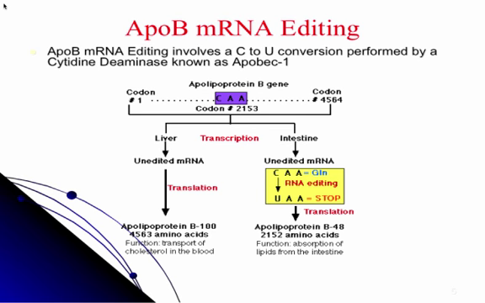Here's another way of looking at it. Little different detail. This is ApoB mRNA editing. It involves a cytidine to uridine conversion performed by a cytidine deaminase. This is a category of enzymes, and as their name implies, they deaminate cytidines. If you remove an amine group from cytidine, what do you think you get? Uridine, uracil, right? So the enzyme just takes an amine group off. That's what converts cytidine to uridine.